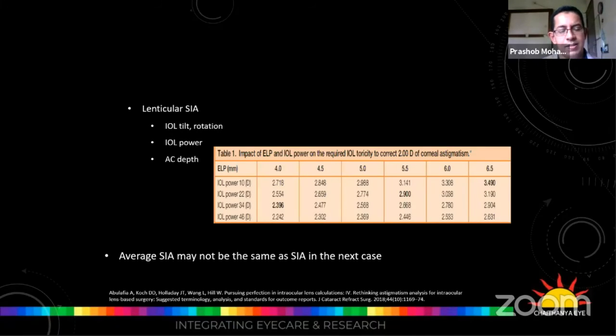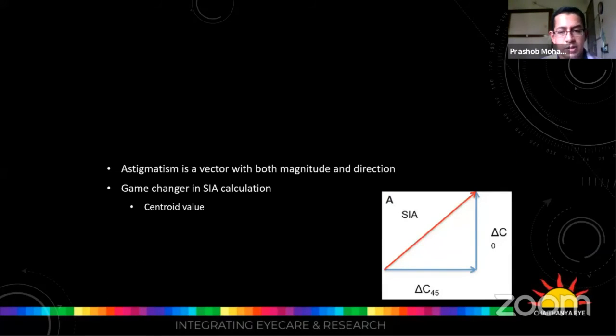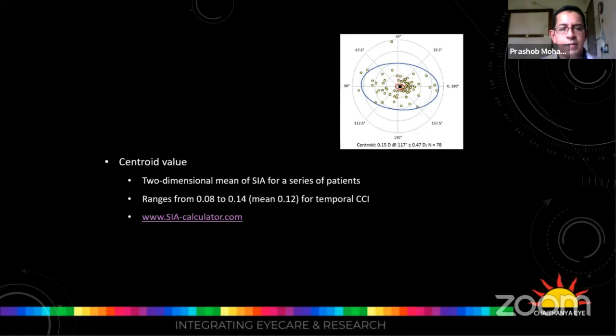The other component of SIA is the lenticular SIA, which is caused by IOL tilt or rotation, and difference in IOL power, and also AC depth. The toricity induced in the corneal plane depends upon the IOL power, spherical power, and also the anterior chamber depth. The average SIA may not be the same as the SIA in the next case, but what has been found is that astigmatism is a vector with both magnitude and direction, and the main game changer in SIA calculation was the centroid value, which was introduced by Dr. Giri, where the two-dimensional mean of SIA for a series of patients was calculated.